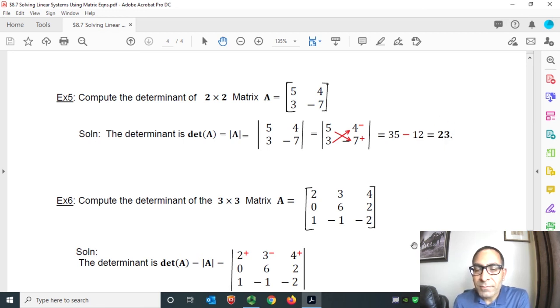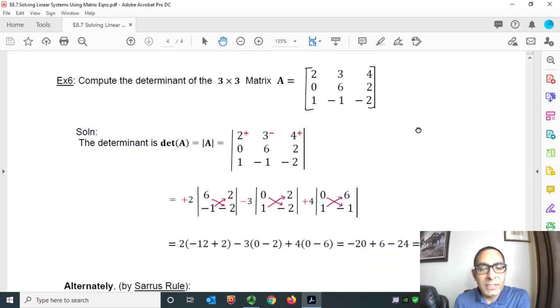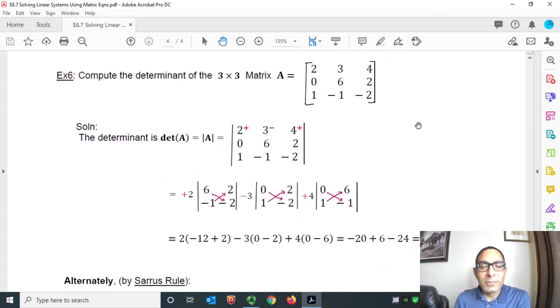Great. Next, let's do example 6. Compute the determinant of a 3x3 matrix. Given matrix is A. Entries are 2, 3, 6, 0, 6, 2, 1, minus 1, minus 2. Let's begin the solutions. So the determinant of A equals the determinant of the given matrix.